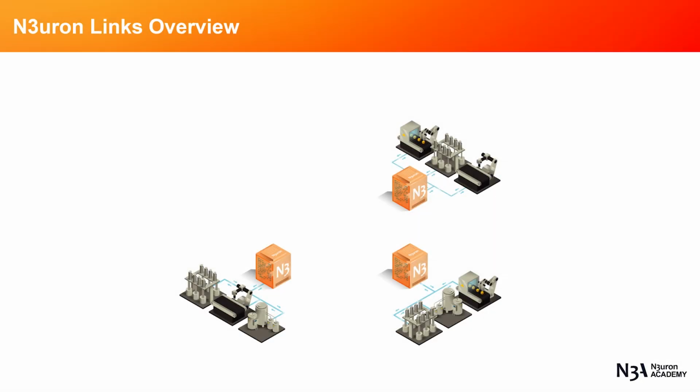In this video, we are going to talk about one of the main functionalities offered by the N3uron platform, links. N3uron has been specially designed for deploying distributed architectures, allowing two or more nodes to connect with one another and share data. The secure tunnels used by N3uron to communicate with nodes are called links.